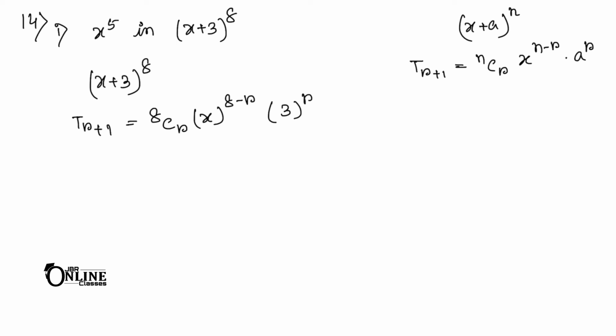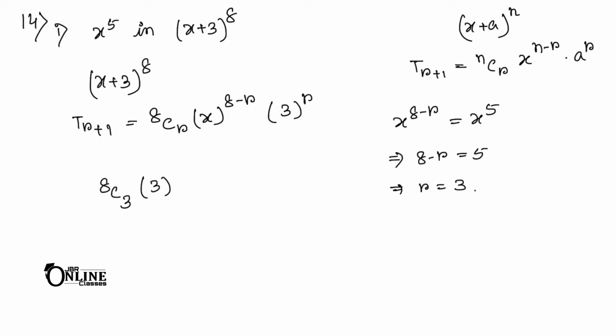So for x to the power 5, that means if x to the power 8 minus r equals x to the power 5, then by comparing both sides, 8 minus r equals 5, and here r equals 3. So if r equals 3, then the coefficient will be 8C3 times 3 to the power 3. That will be your coefficient.